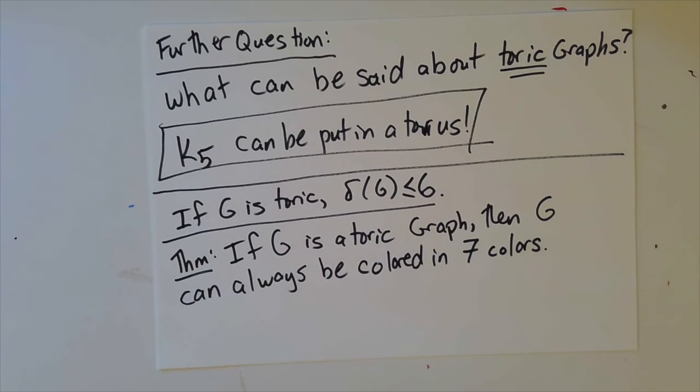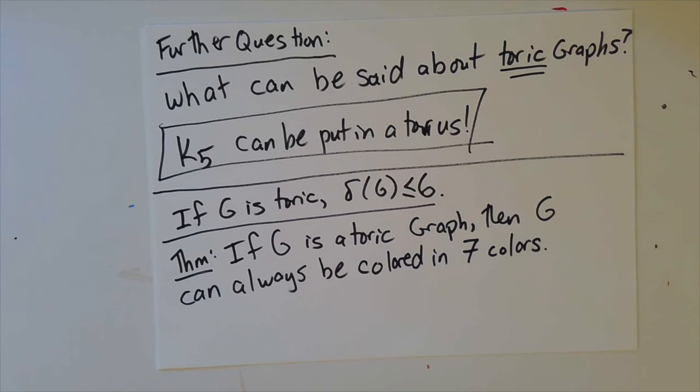So the natural question is, okay, well, that's what we were able to do. So what's the real answer? If 7 is what we can prove relatively easily, what's the actual answer? Well, we know K5 is toric, so we know the number can't be less than 5. So it would be really natural for you to guess, based on everything you've seen in this lecture, that maybe there's a 5-color theorem for the torus. Maybe every toric graph can be colored in 5 colors.